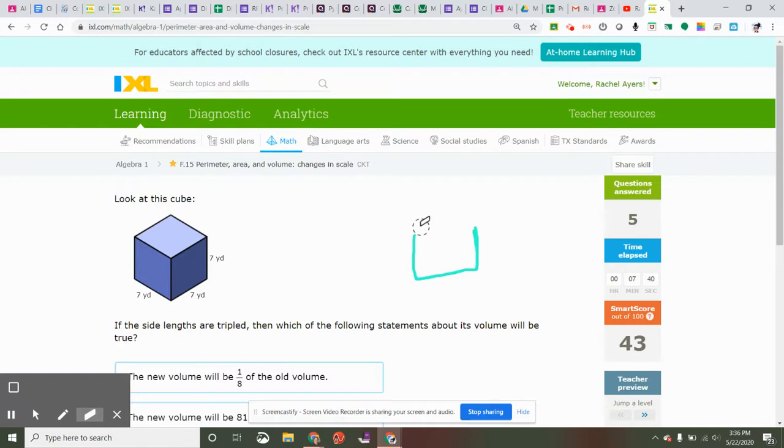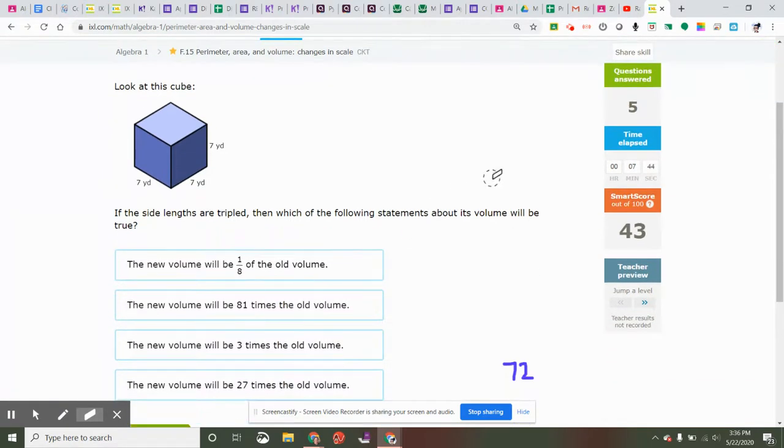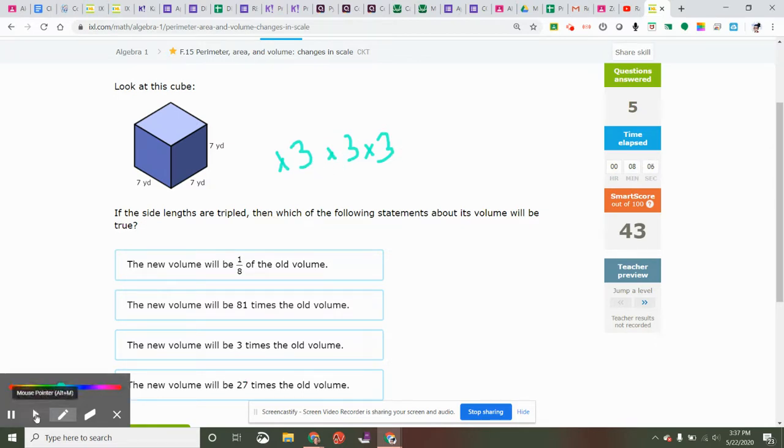This one says the side lengths are tripled, meaning all of them are tripled. Volume is what it's looking for. Volume is measured in units cubed, which means that I'm not going to just multiply by 3 once. I'm going to multiply it by 3 once for the length, once for the width, and once for the height. So my new volume is going to be 3 times 3 times 3 times greater than my old volume. 3 times 3 being 9, 9 times 3 being 27. So the new volume is going to be 27 times the old volume.